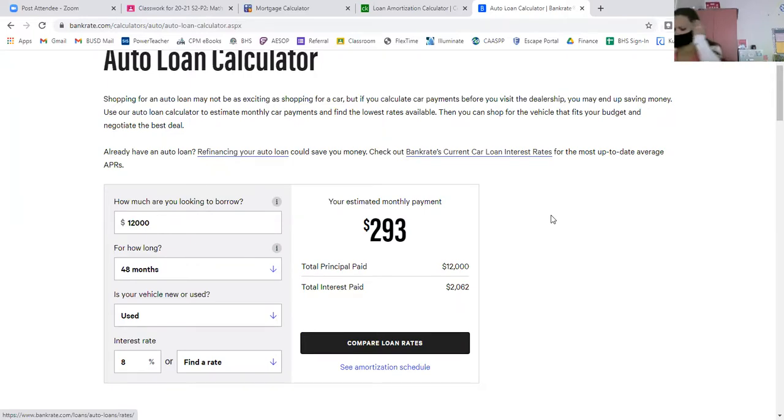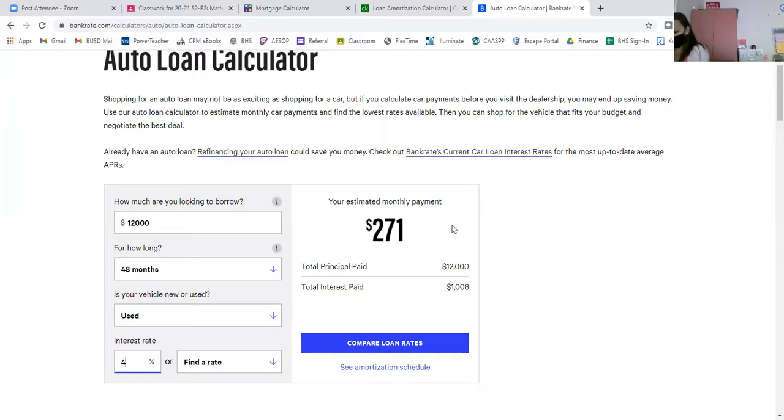And the last one says that Troy Parker also bought a car for $15,000 with a $3,000 down payment. So if it's a $15,000 car with a $3,000 down payment, it is $12,000 that he's looking to borrow. But he's still doing 4 years, but his interest rate is 4%. So we're just going to compare and see what happens here. So now his monthly payment is $271.